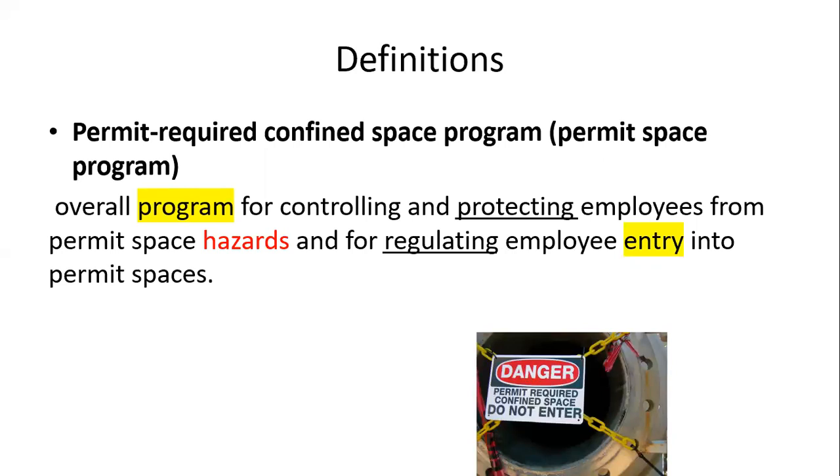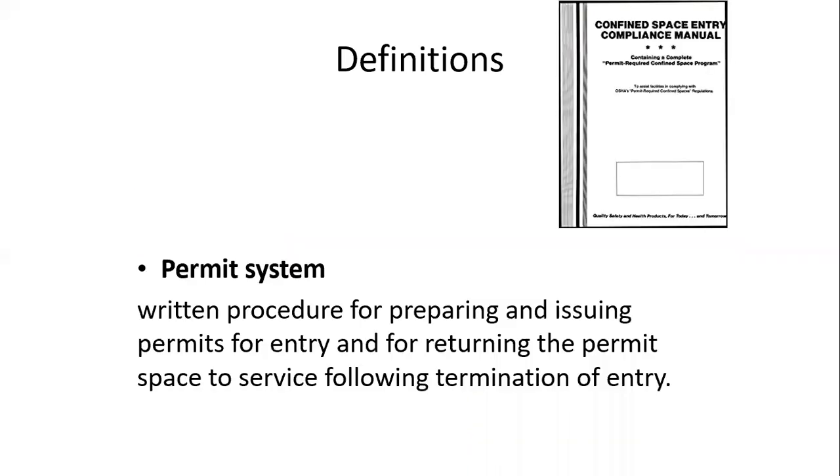Now, the permit program itself is just that. It's a program that's set up to control and protect employees from all the hazards that are associated. It's also a program that regulates how the employees can enter these permit spaces. The permit system itself is a written procedure, and it shows exactly what we're supposed to be doing. It identifies the actual confined spaces, which ones are permit driven and which ones are non-permit driven. And it actually sets up forms and everything else like that. It's part of a permit system that we would use, okay?